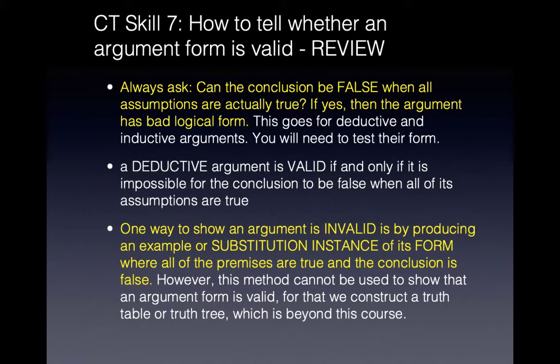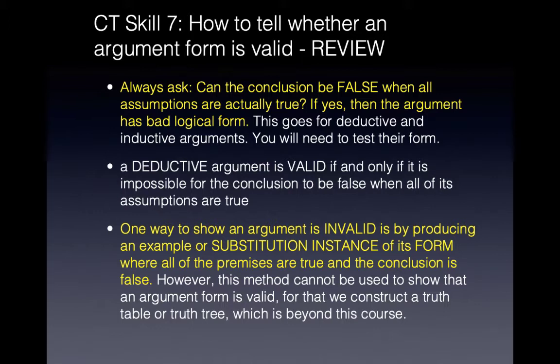If it is, then the argument has bad logical form. You don't even have to check the facts. You can reject an argument based on bad form alone. This goes for deductive and inductive arguments. Now, in this chapter, we're only going to focus on deductive arguments, how we test their form for validity. Again, a deductive argument is valid if and only if it is impossible for the conclusion to be false when all of its assumptions are true.